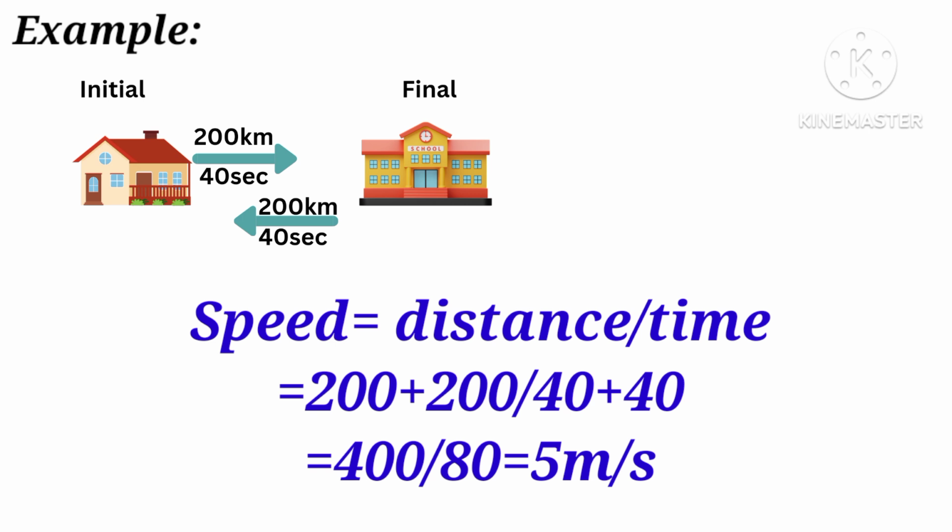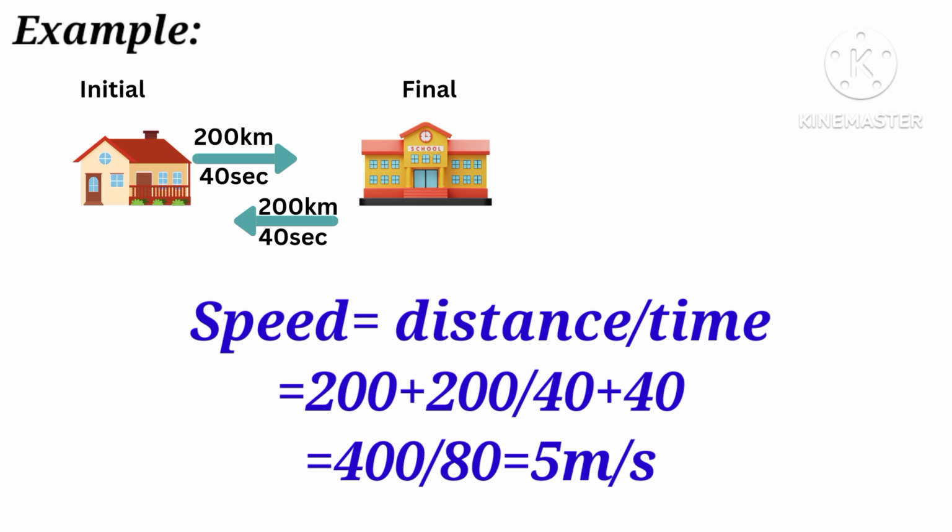To know the speed, take the formula distance by time. Distance is 200 plus 200, 2 times the distance, because she traveled from house to school, then school to house. That's why the distance is 2 times. 200 plus 200, and time is 40 plus 40, so it is 400 by 80. The answer is 5 meter per second. Here the speed is 5 meter per second.